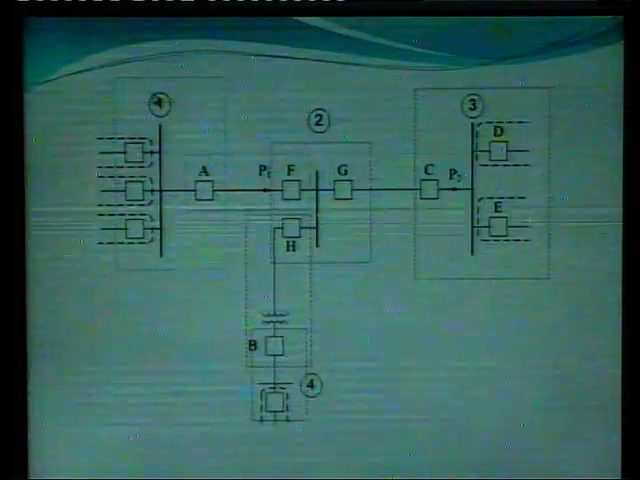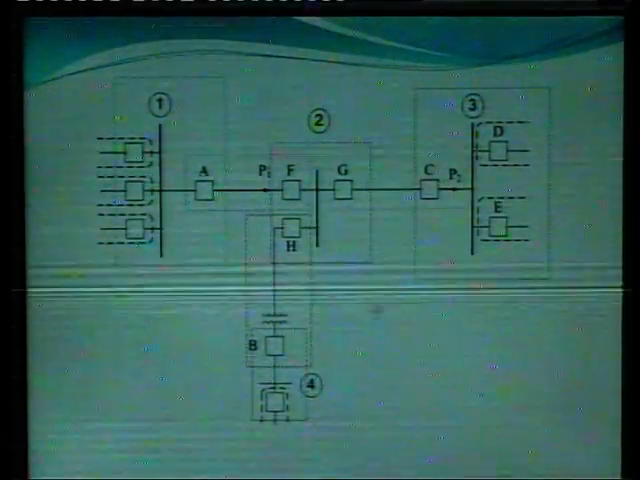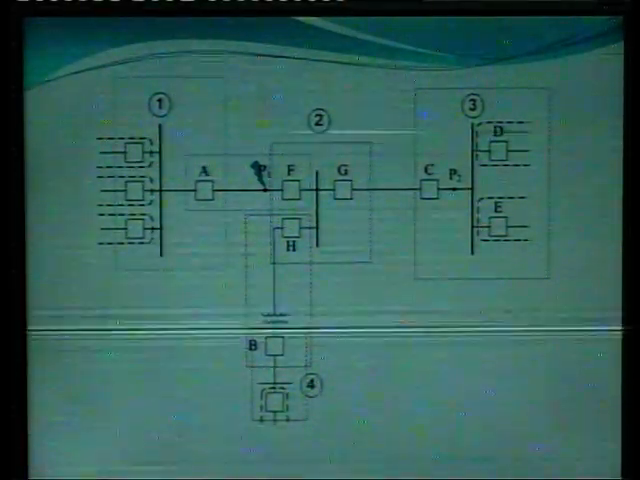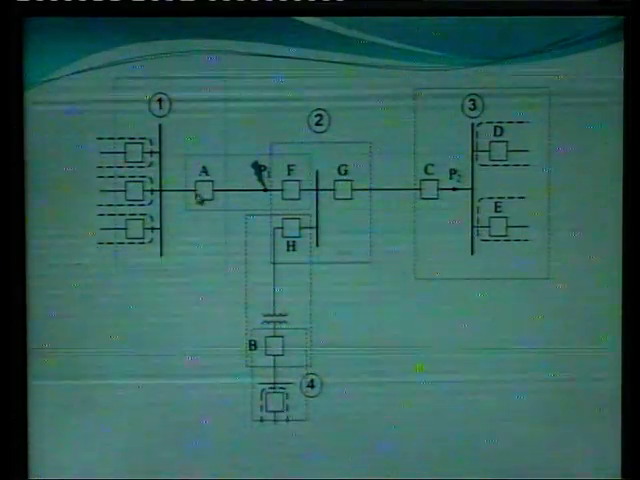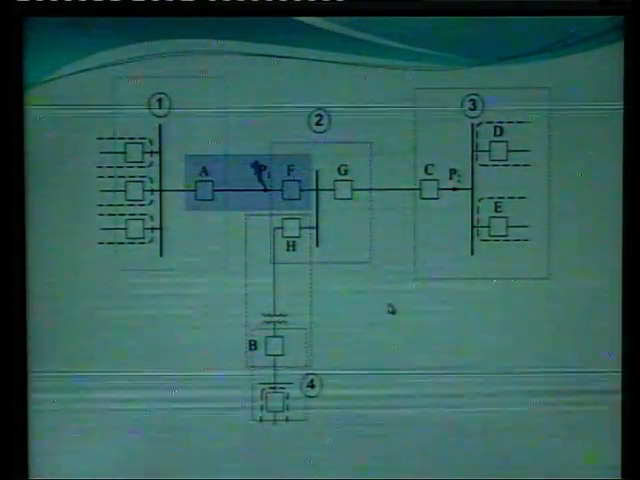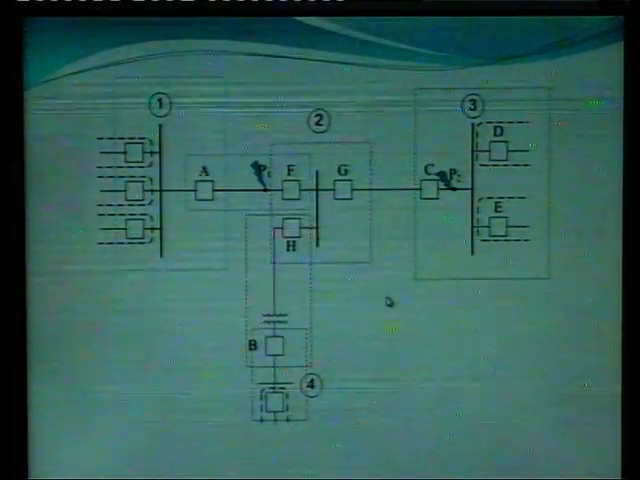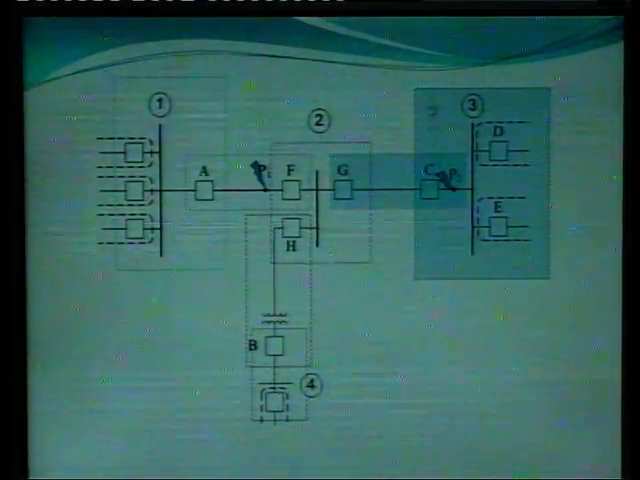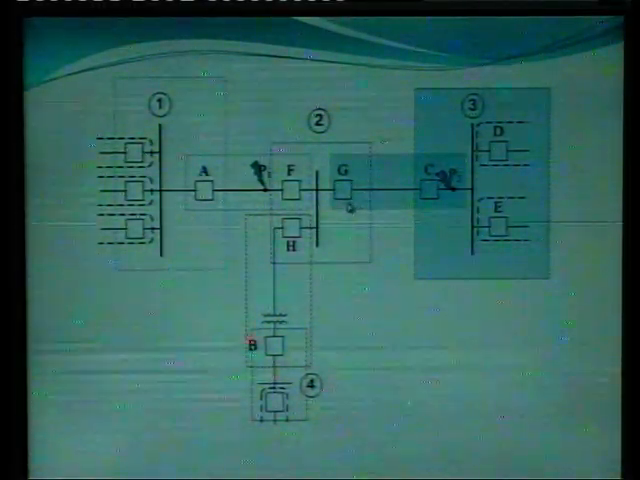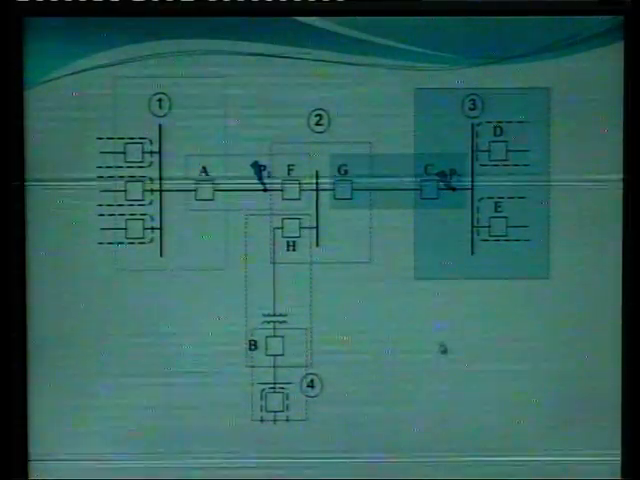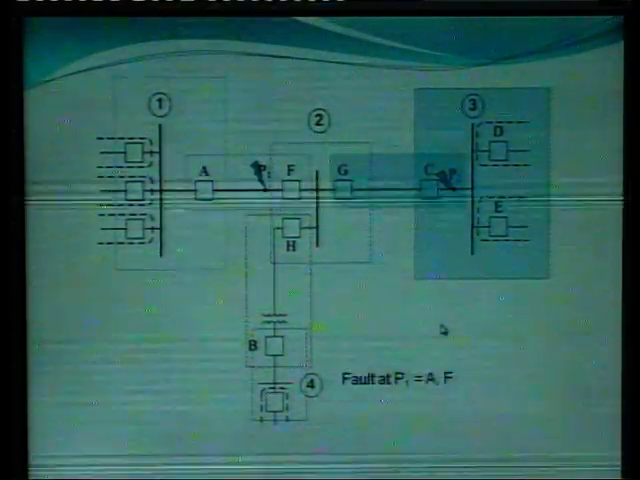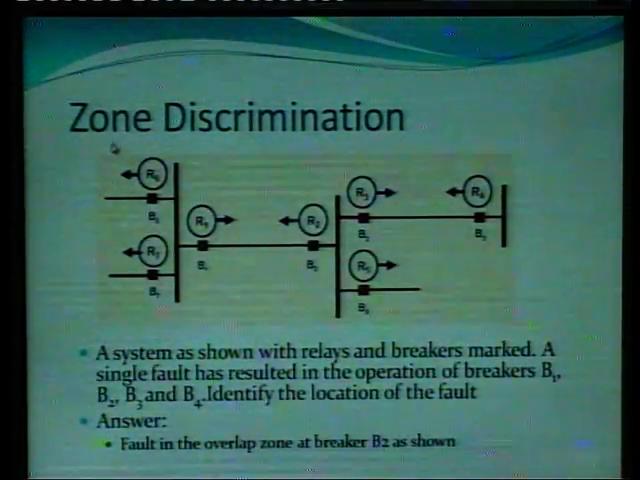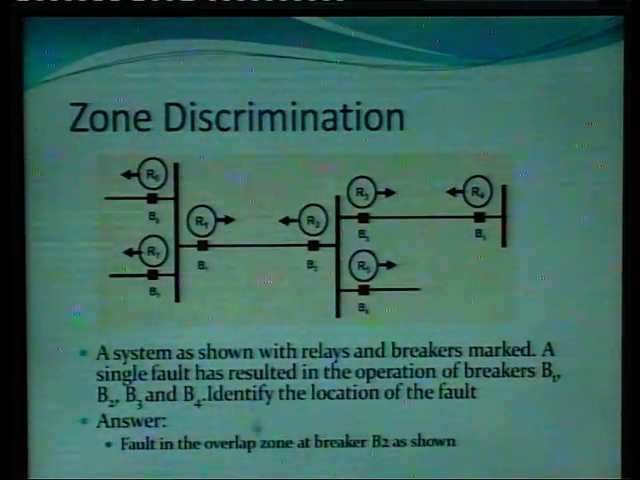Now here we have this much zones of protection. Now again fault is at P1. Now for this only 2 circuit breakers will operate, and that is A and F. Now fault is at P2. Now for this we have to cover these 2 zones. So the circuit breakers G, C, D and E will operate. So we can discriminate each zone in this manner.